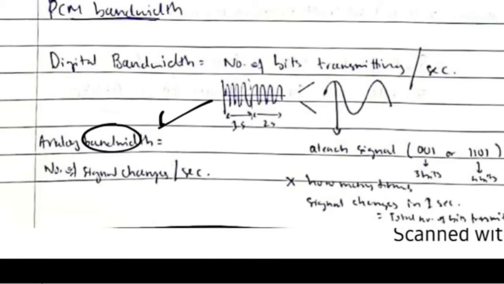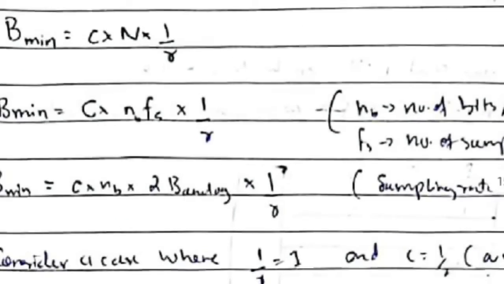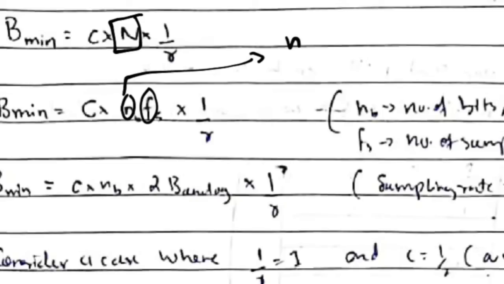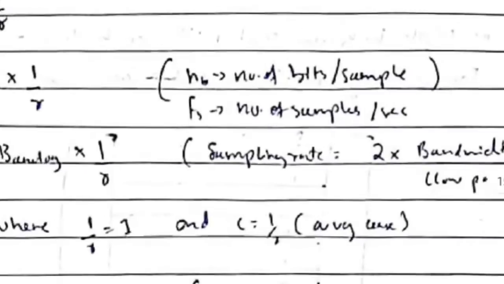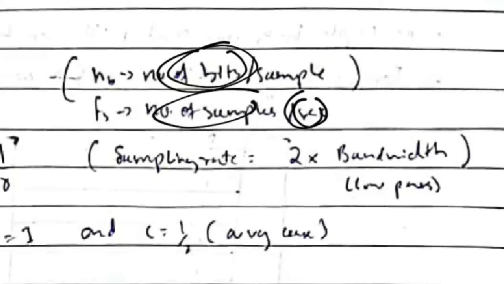Bandwidth has the same formula as the signal rate, which is C into N into 1 by R. Now we know some formulas here. N is nothing but the bit rate, which is NB into Fs. NB means number of bits per sample, and Fs means how many samples per second. When we multiply the number of bits per sample and the samples per second, we'll get the number of bits per second.